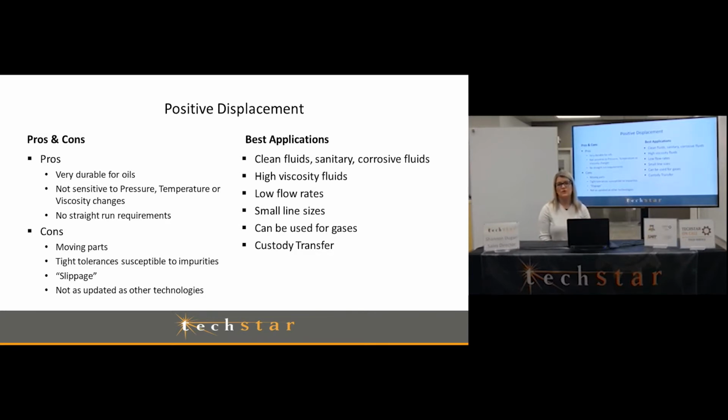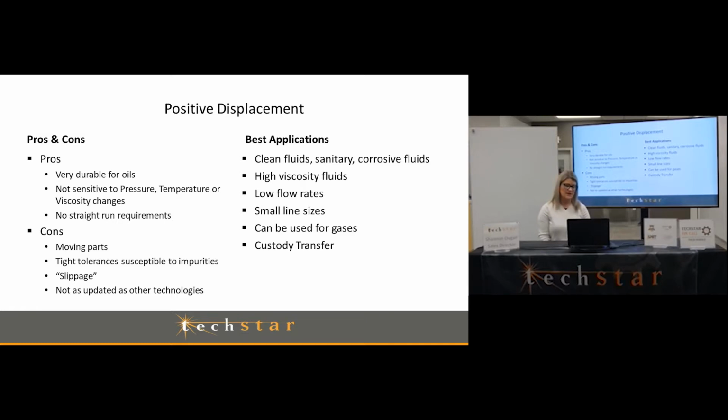These are really good for low flow rates. So sometimes you'll see them metering small amounts of oil or small amounts of maybe a liquid into a line, and they're very good for low flow rates, which is not necessarily the case for some other technologies.